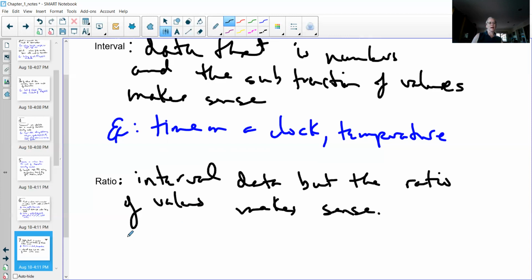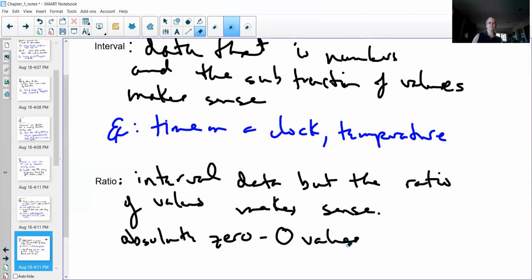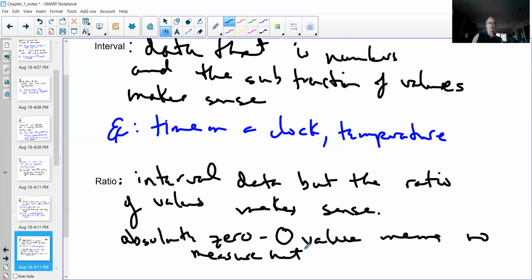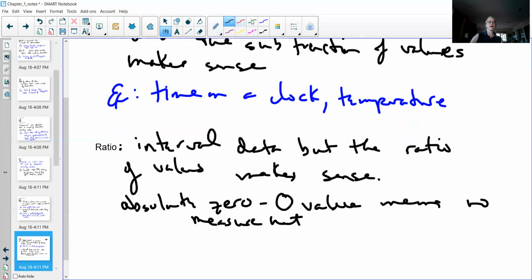What all of these examples have is what we call an absolute zero. And an absolute zero means that it's the absence, a zero value means no measurement. And so you have to ask yourself, does the data have an absolute zero? And if it does, then it would be ratio. So examples of this are distance, salary, amount of money I have in my checking account.